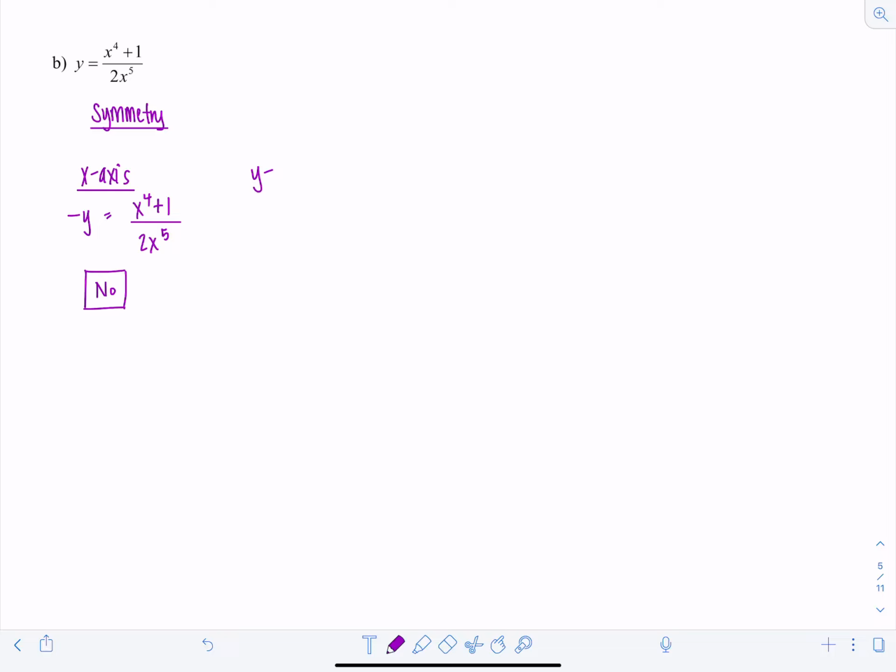What about y-axis symmetry? So this time I'm going to substitute in negative x for x. So I have y equals negative x, put those parentheses, and then the 4 goes outside of it, plus 1 divided by 2 times negative x to the 5th. Now let's simplify. So in the numerator, I'm going to have positive x to the 4th plus 1, and then in the denominator, I have negative 2x to the 5th. Now compare. They're very similar, but no, it's still not the same as the original. I have that extra negative in the denominator, so no.